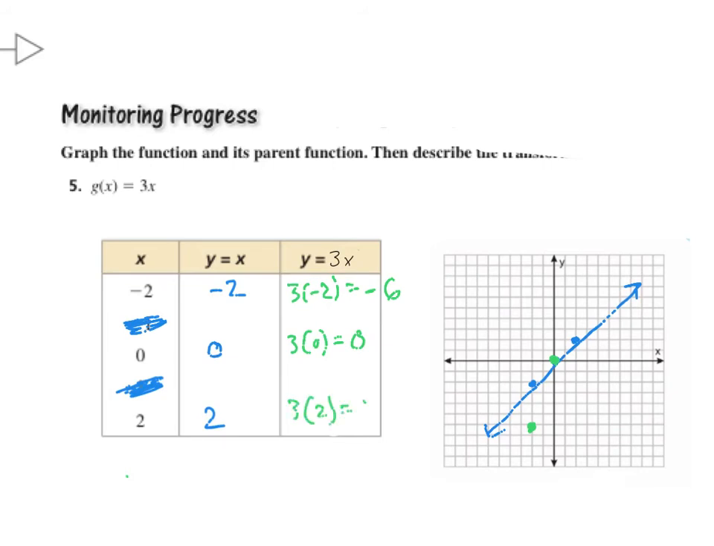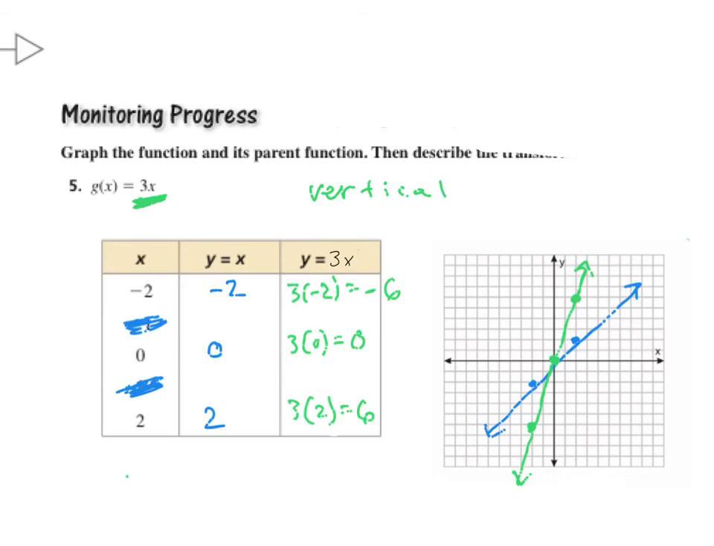So our graph of our function is going to look like this. So it's more steep than our graph of our parent function. What type of transformation is happening here? Rotation. Nope. Looking at this, our parent function is being multiplied by 3. A vertical stretch. So because our parent function is being multiplied by a number that's greater than 1, it's a vertical stretch.